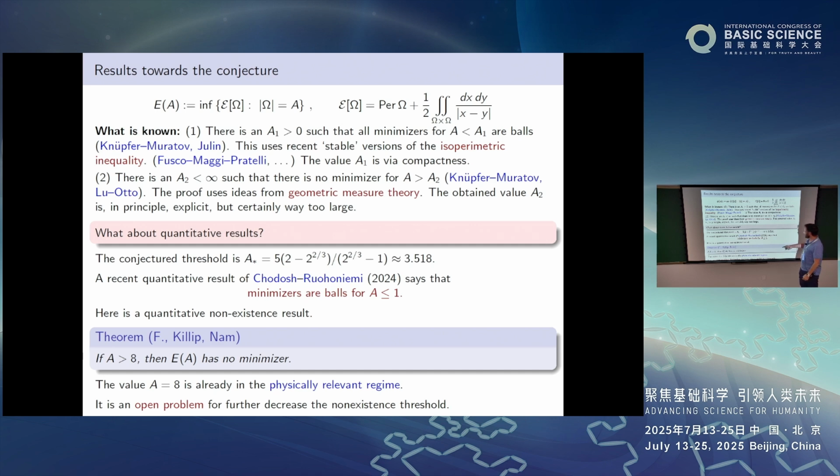Now here is the result on the other side that we proved with Ron Killip and Nam Le, I mean, might be almost 10 years ago now. What we could do is, on the other side, we could make the second part quantitative. We could say if A is greater than 8, then there is no minimizer. Okay, so again, compare 8 to 3.5. Well, we're still away, but you know, it's a number. And one thing that makes me sort of happy is that 8 is already in the physically realistic regime.